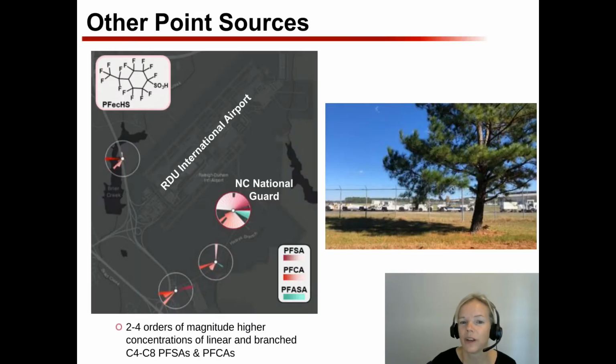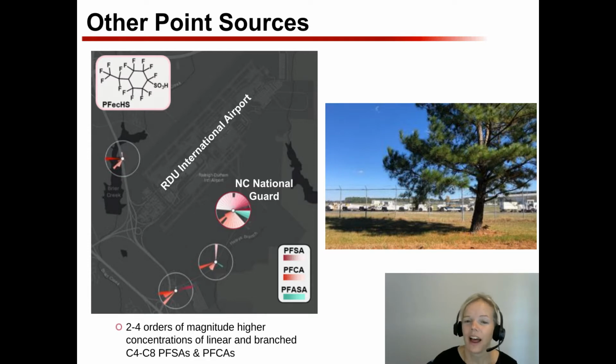Then if we go to another airport, so this is the Raleigh-Durham International Airport, we see a different distribution of PFAS. And now we actually saw for these PFCAs and PFSAs that they were 2 orders of magnitude higher than any of the other sites in North Carolina that we were looking at. And we specifically found a cyclic PFAS, which is on the top left, that is related to hydraulic fluid.